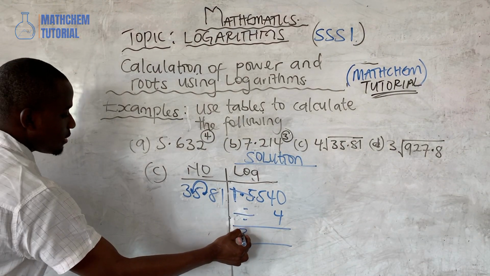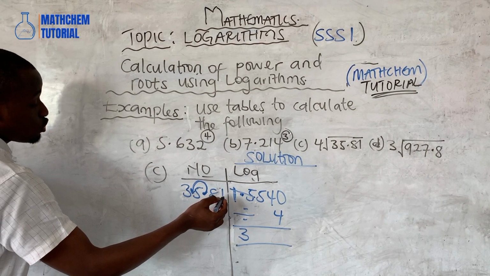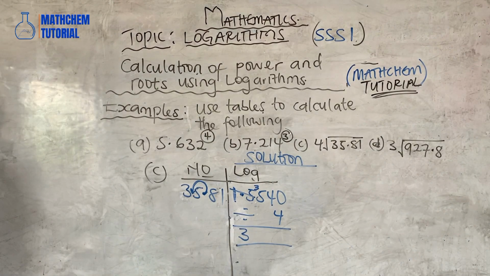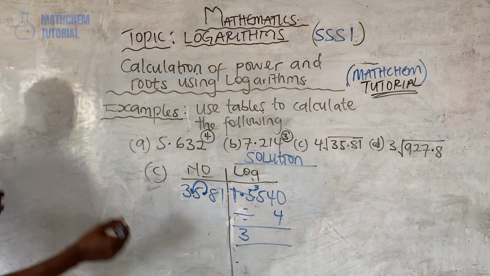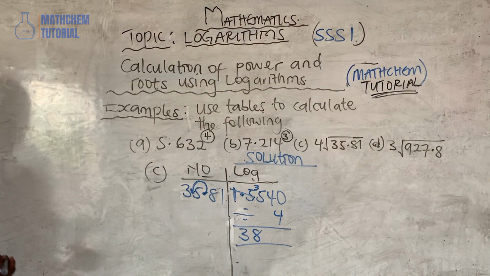So let me write my 3 here. Then after that, it's going to remain 3. Yeah. So 4 in 35 will give you 8. So your 8 goes here, and that will remain 3 as well.